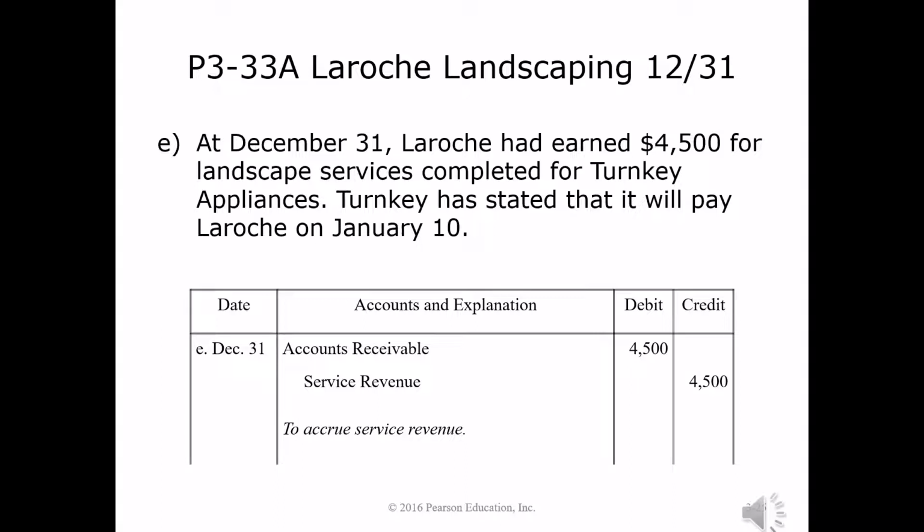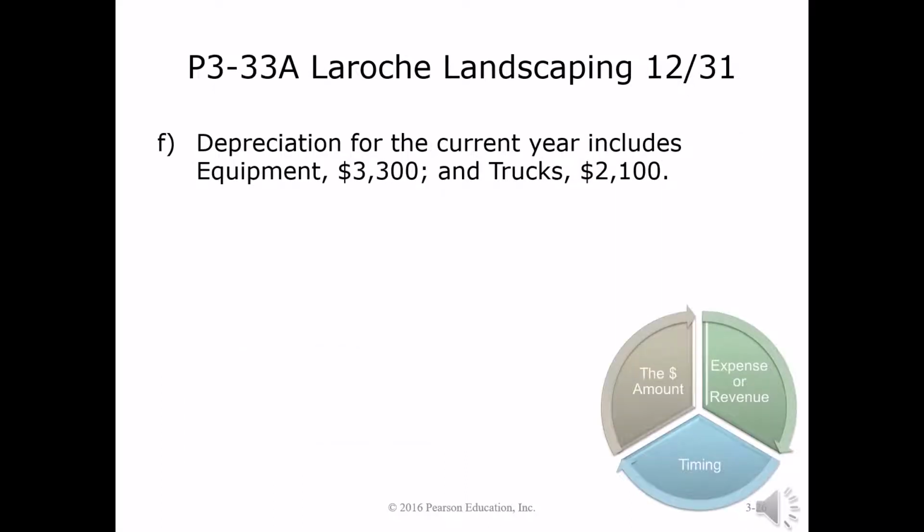Depreciation for the current year includes our equipment for $3,300 and our trucks for $2,100. Is this an expense or a revenue adjustment? Depreciation is an expense, so these are both expense adjustments. And remember that our coordinating account for depreciation expense is accumulated depreciation, which is a contra asset account.